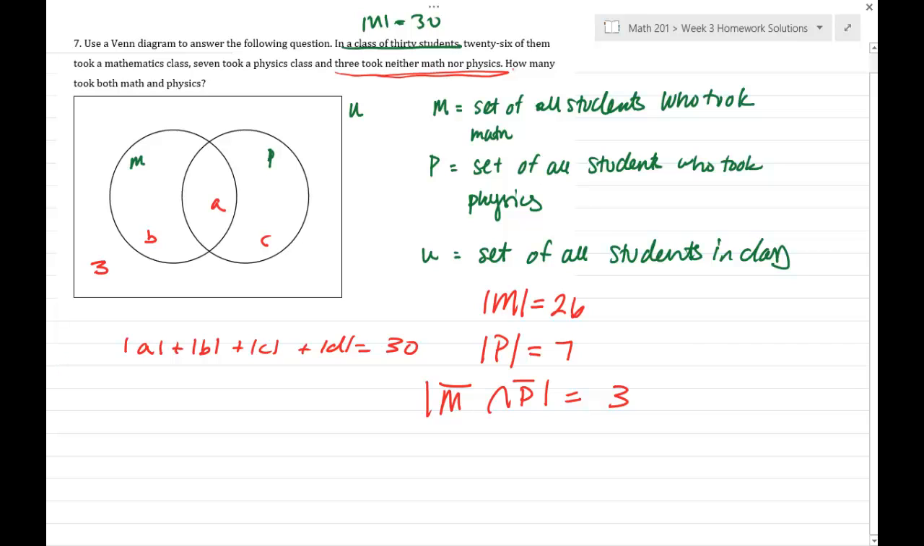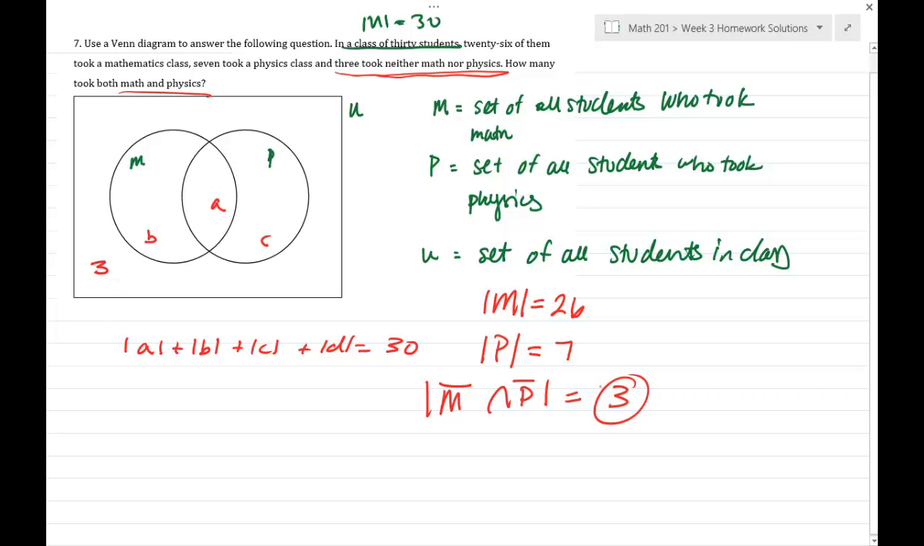So what the question is asking for, how many took math and physics, that would be this intersection region A here, where we'd have math and physics. And we have to do a little bit of different work here because we don't know any specific region cardinalities for A, B, and C. We only know M, P, and how many live out here.